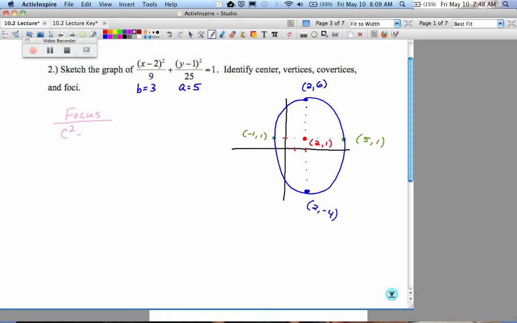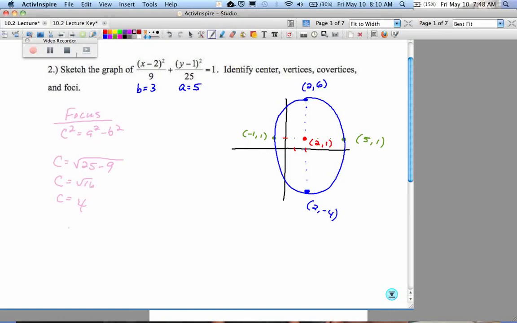For the focus, remember, c squared equals a squared minus b squared. There's only one way you can get this to work. A lot of you might get in the habit of going right away to c equals the square root of stuff. You take the largest denominator, which is your a squared, minus the smaller one. If we add them, we're going to end up outside of the ellipse. You don't want these two dots outside. So c is the square root of 16, which means our distance is 4. If you added these things together, you'd get the square root of 34, which is 5 point something, so your dots would end up outside.